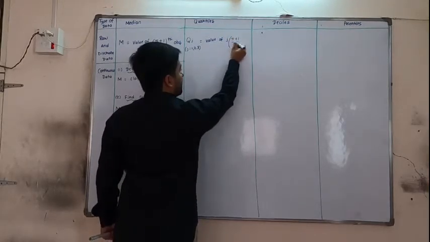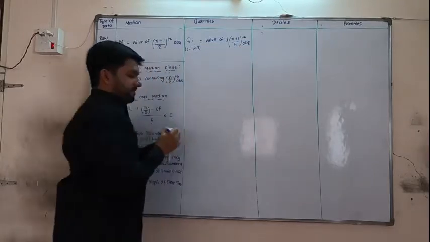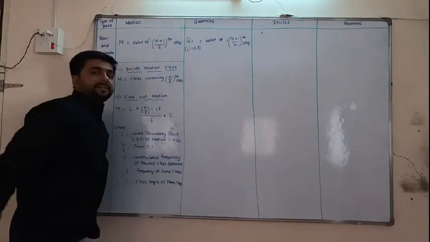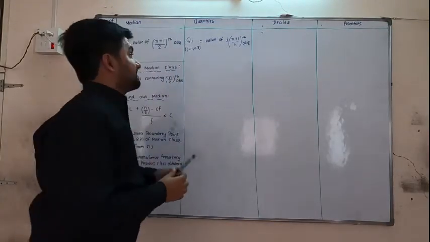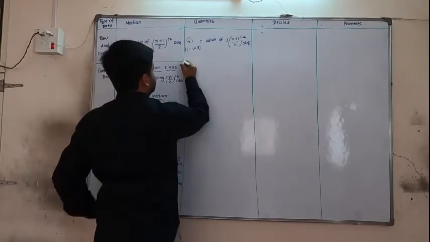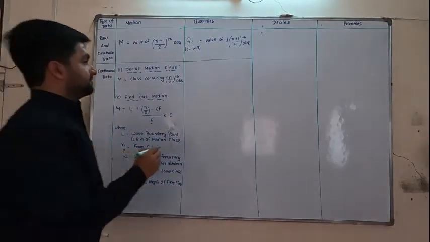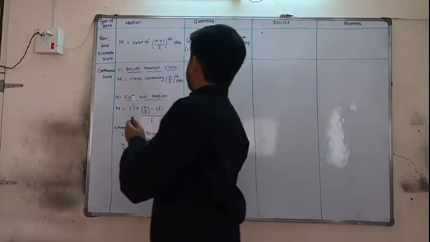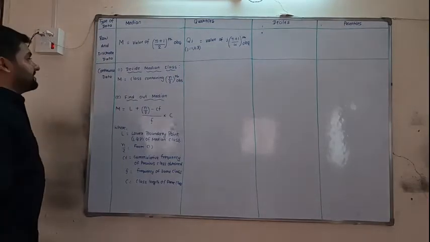N plus 1 by 4th observation. Why? Divide by 4, because median is 1, dividing the data in 2 parts. Quartiles are 3, dividing the data into 4 parts. That thing must be remembered. Okay. So, for discrete and raw data is over.